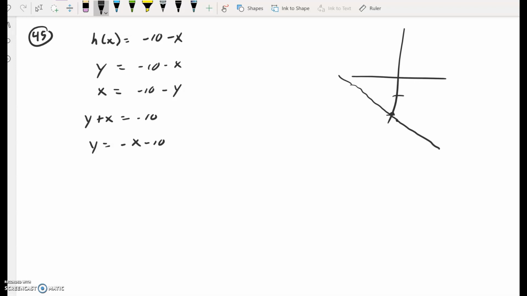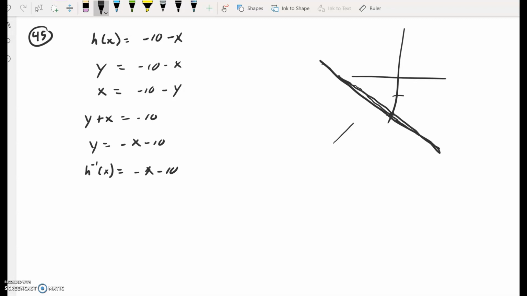And I have y equals minus x minus 10. And I'm going to put in the function notation for the inverse. And now I have kind of a strange situation because the inverse of this function seems to be this function, and that could mess us up a little bit.